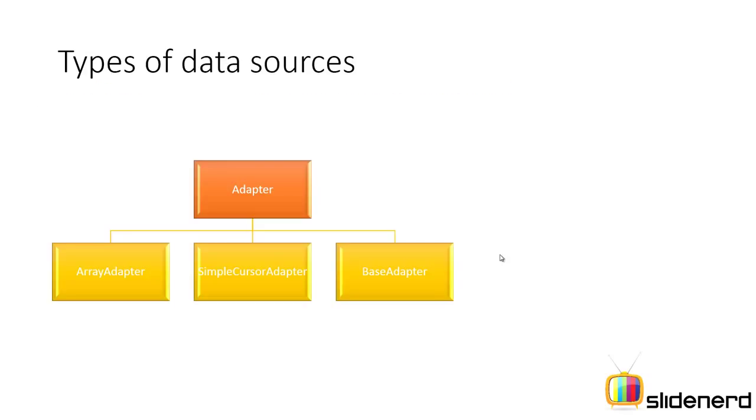Types of data sources. You have three basic types of data sources, in fact many types, but these are three basic ones. You have the array adapter, the simple cursor adapter, and the base adapter. What do these do? Very simple. Array adapter takes the data from an array and creates a view out of it that you can use. Simple cursor adapter takes the data from a cursor and creates a view out of that. You're probably wondering, what is a cursor? Very simple. A cursor is an object in Android that represents data taken from the database.